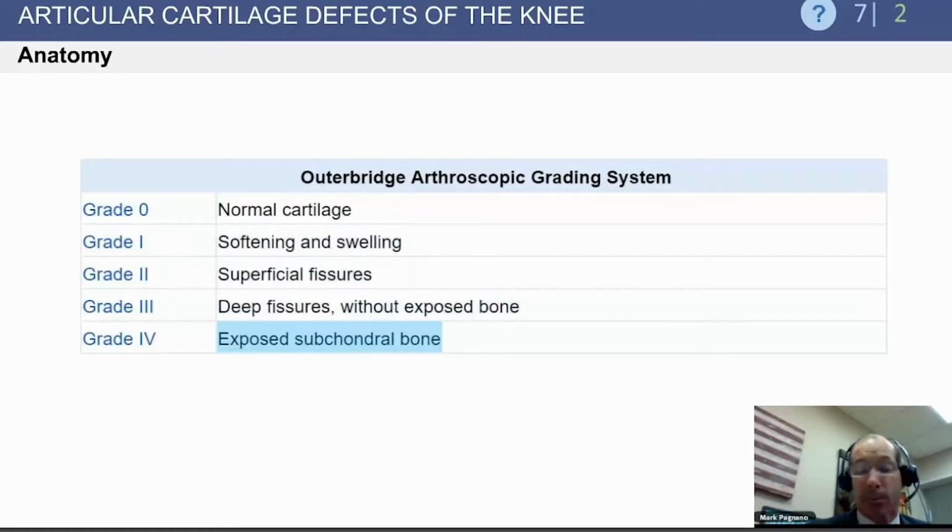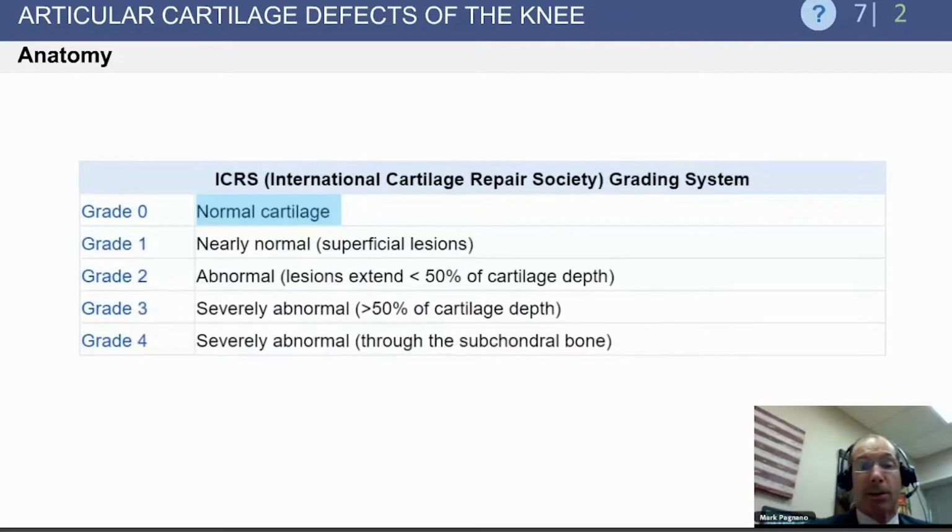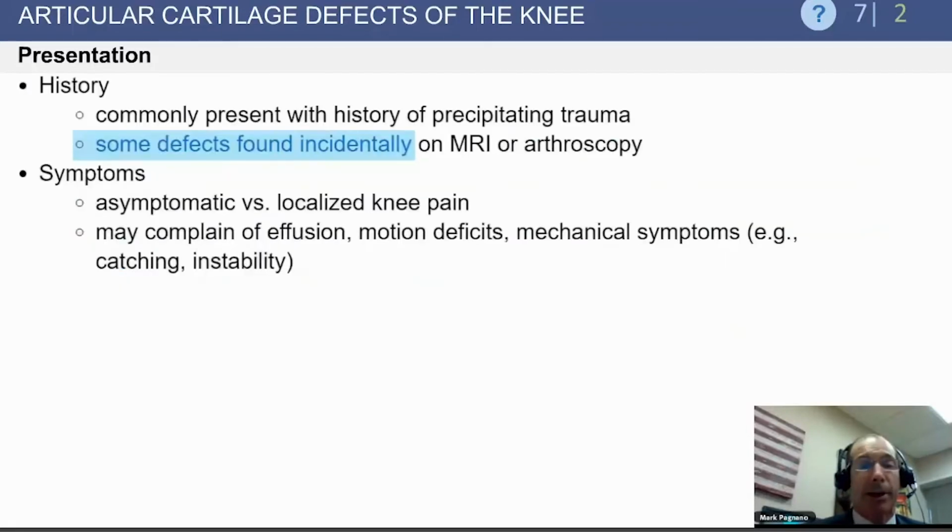And then for whatever reason, the International Cartilage Repair Society basically decided to do exactly the same thing as the Outerbridge and just rename it. So again, I would not waste any time memorizing the grading, other than to recognize that in both grading systems, grade 4 is full thickness articular cartilage loss with exposed subchondral bone. So these are essentially the same ways of describing the anatomy.